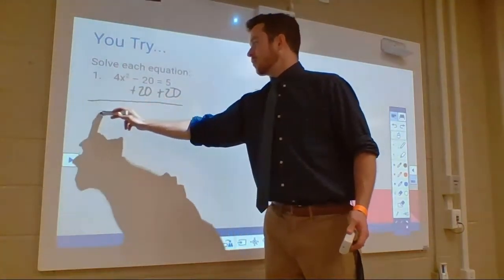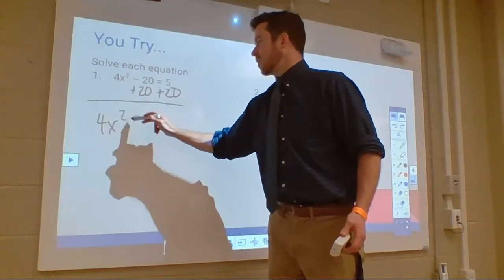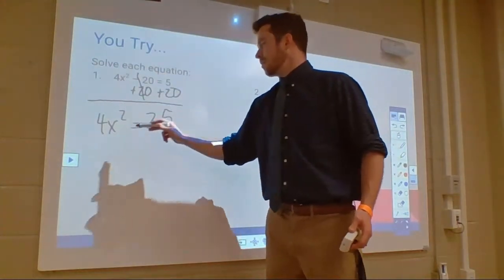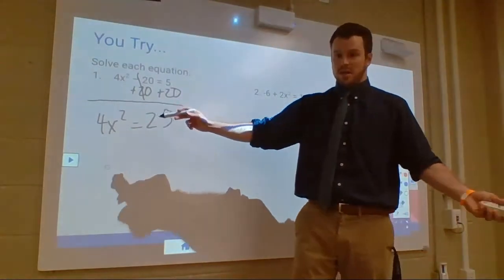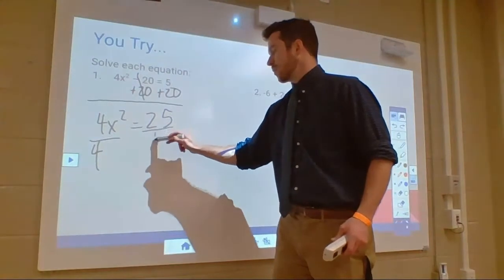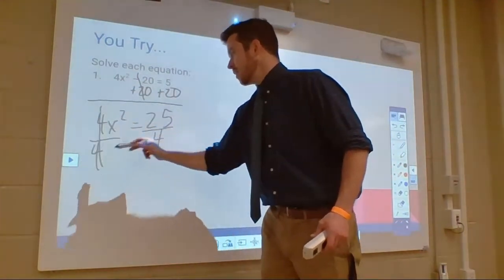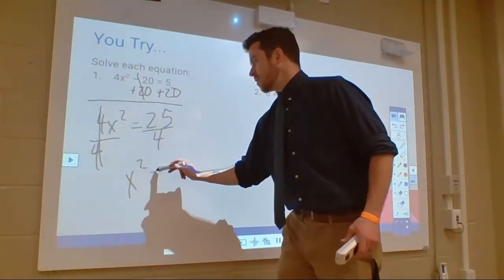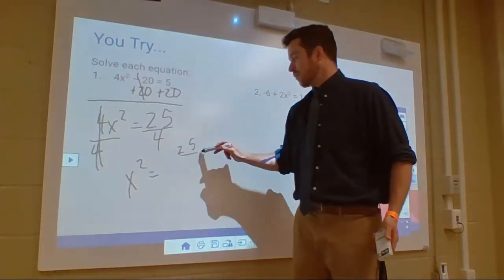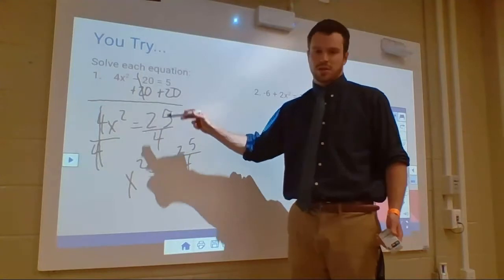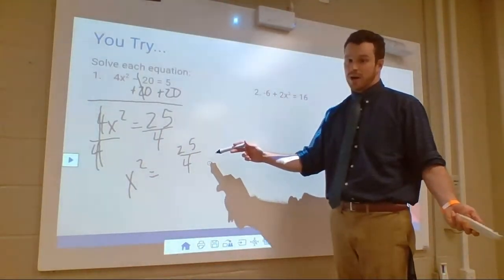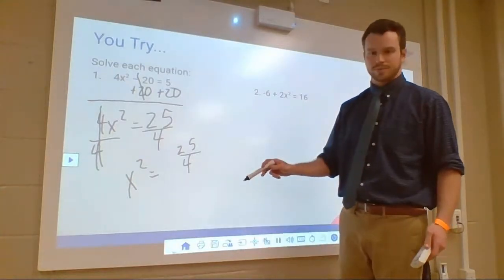So then we get 4x squared equals 25. And then my next step would be just to divide both sides by 4, because remember, we're trying to isolate x, and then we get x squared equals 25 over 4. We cannot simplify that fraction any further. Or if you wanted to write it as a decimal, you could say 6.25. But we're going to keep it as a fraction.